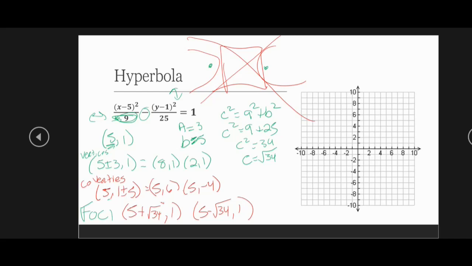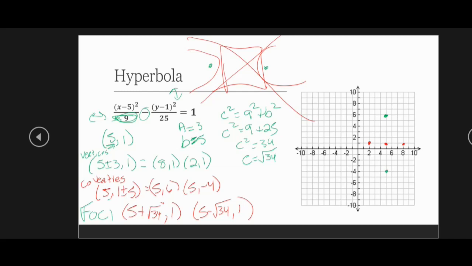So let's keep going and let's try to graph this. When it comes to the hyperbola, what you do is different. You start with the center, which is 5, 1. And we still start off the same where we do our vertices, co-vertices, etc. So we have 8, 1 and we have 2, 1. And for our minor, we have 5, 6. Again, this is only minor because it's the negative one. And 5, negative 4.